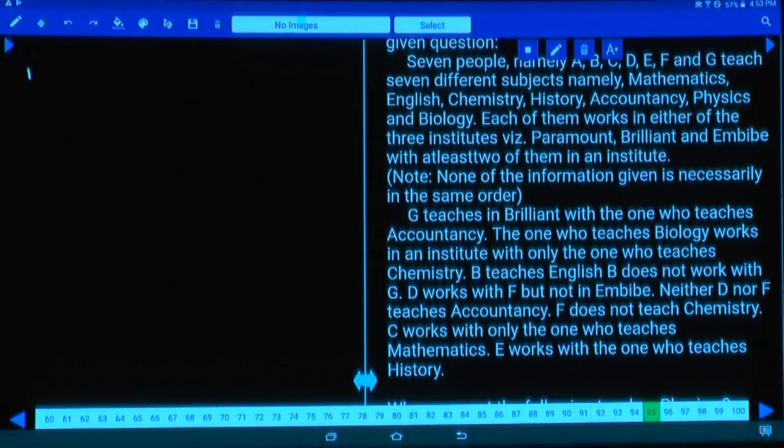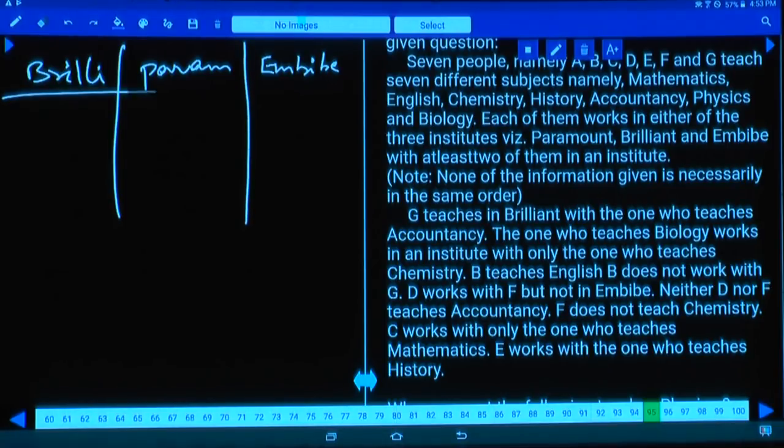Whenever the common parameter is there, we should always try to segregate this common parameter. This is Brilliant, and the next one is what? Paramount, and the next one is IBPS, isn't it? Now it comes under common parameter distribution.